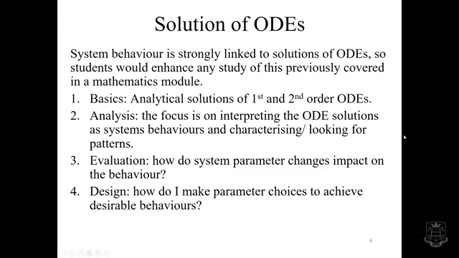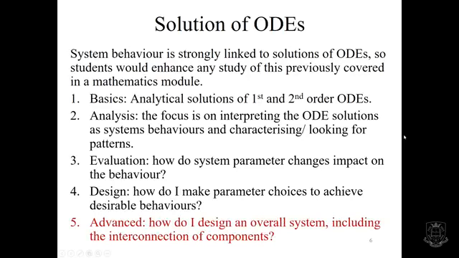Design. How do I make parameter choices to achieve desirable behaviour? So you can see basically here we're building up the skill level as we go. Now advanced, it's unlikely that this would be an introductory course, but ultimately where you're moving is how do I design an overall system? How do I select the components? How do I select the interconnections in order to get the behaviours that I want?